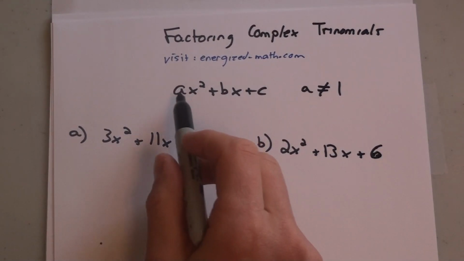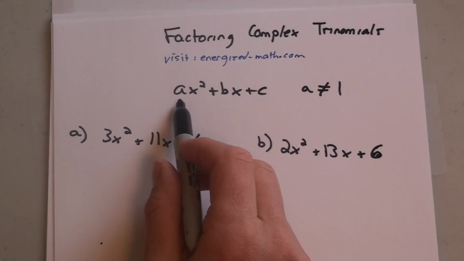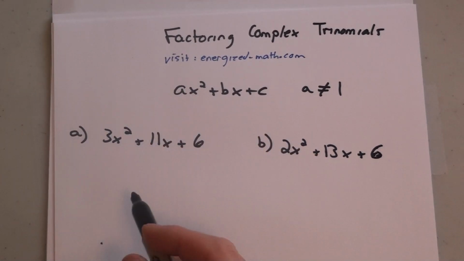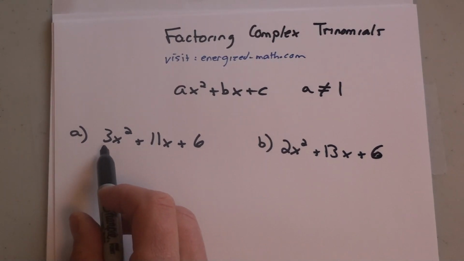A complex trinomial has three terms, ax squared plus bx plus c, but where the a is not equal to 1. If it was equal to 1, it would be a simple trinomial. So here's an example of a complex trinomial. I have an a value of 3.